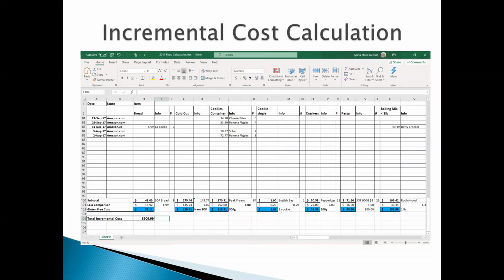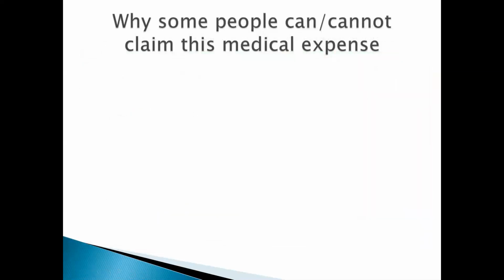And in comparison to the $1.90 paid. And as you can see, this total incremental cost added up to $909.99. So all is good in calculating this, and you have to start at the beginning of the year in calculating this and saving your receipts, because you don't know in the year how many medical expenses that you're going to get. None of us can foresee the future.